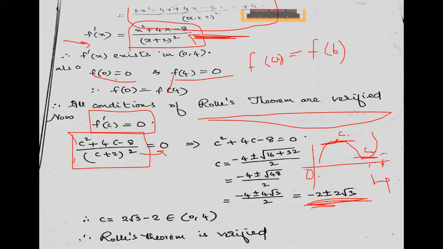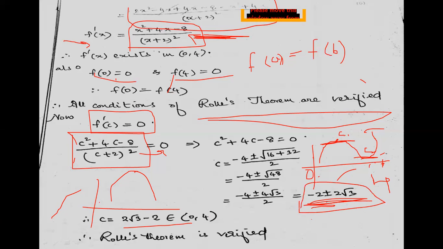Okay, minus 2, minus 2. The quadratic equation will be just like this. Okay, it won't be like this, it will be just one curve. It will be like this. And this curve will be like this. C1 is equal to root 3 minus 2, which belongs to the open interval 0 to 4, and we get the answer.